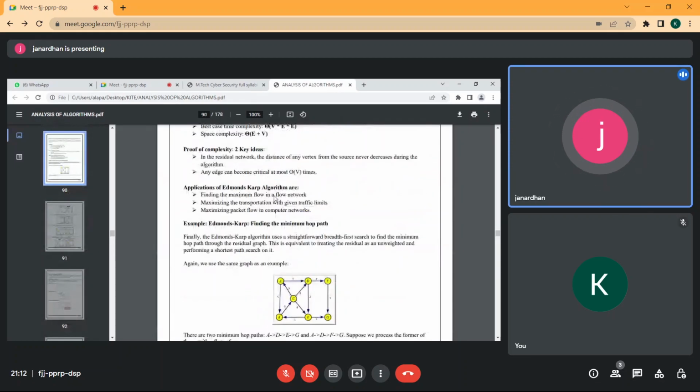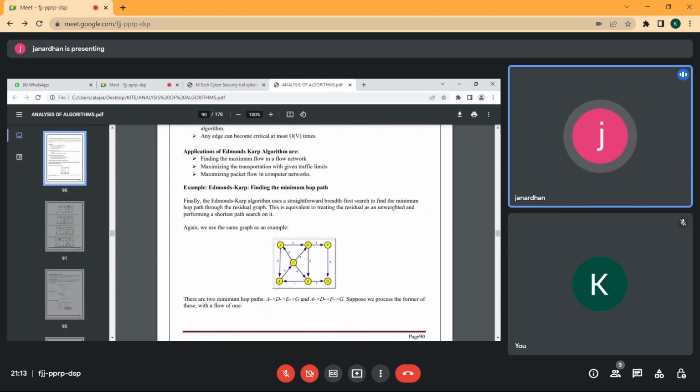200. Next one is the advanced car finding the minimum half path.